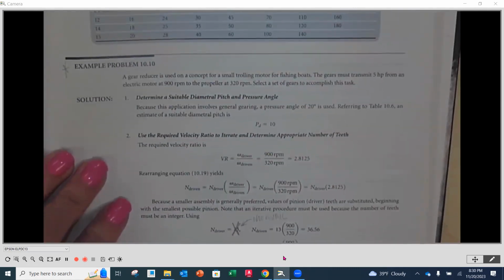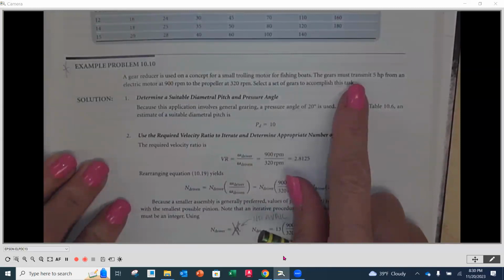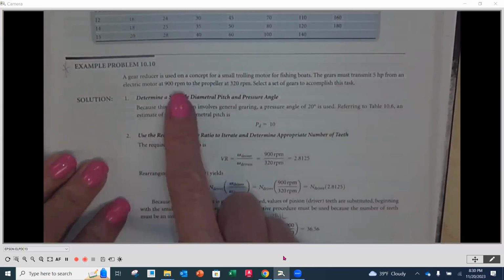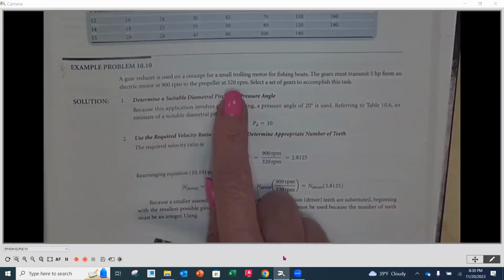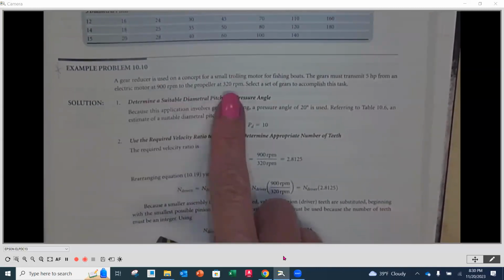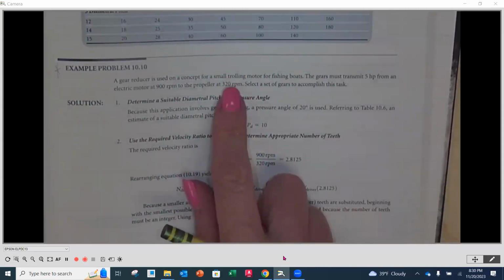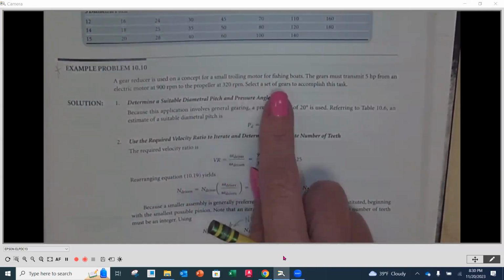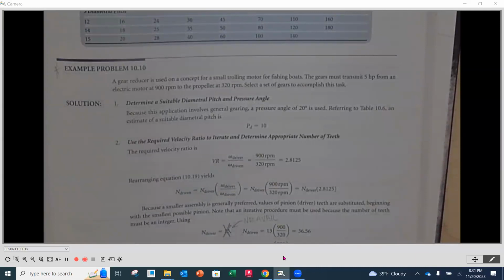As we look at example problem 10.10, we have a gear reducer used for a concept of a small trolling motor for fishing boats. The gears must transmit 5 horsepower from an electric motor at 900 RPM to a propeller at 320 RPM. So this is the difference from our motor to the output. Then we want to select a set of gears that is going to accomplish this task. So we're kind of starting with nothing, right? They're only giving us the reduction of the speed and how much horsepower we have to deal with.